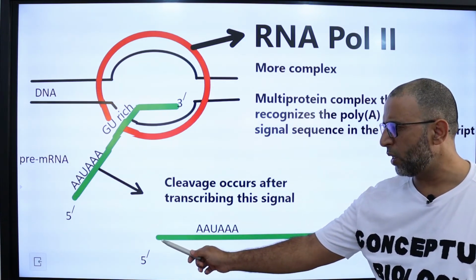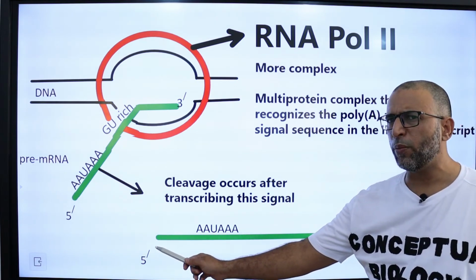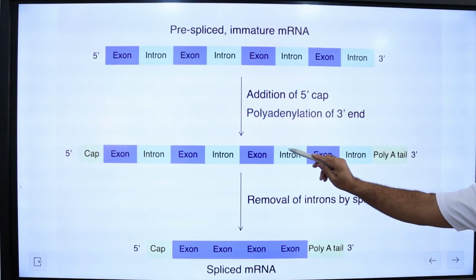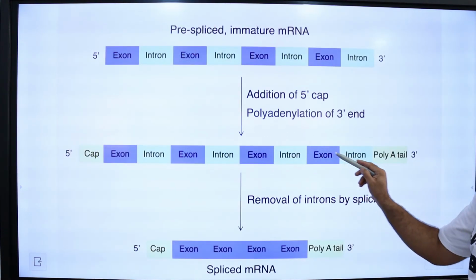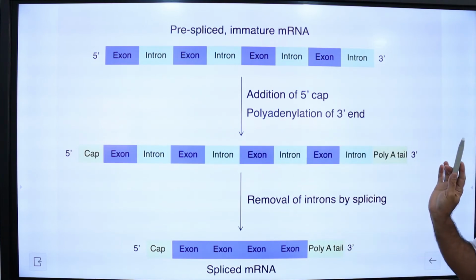5' capping: a 7-methyl-guanosine cap is added to the 5' end of the growing mRNA molecule by a phosphate linkage. And pre-mRNA splicing is a process of removing introns and reconnecting exons. The removed introns are degraded.